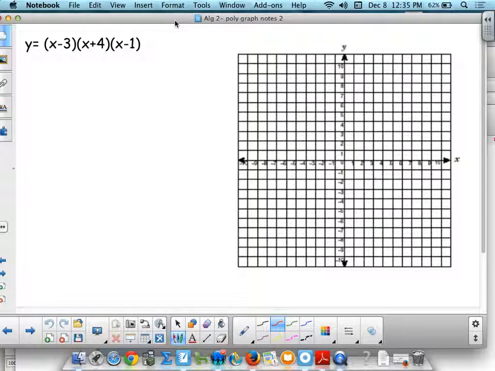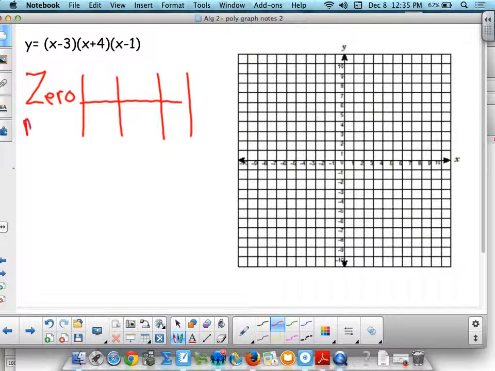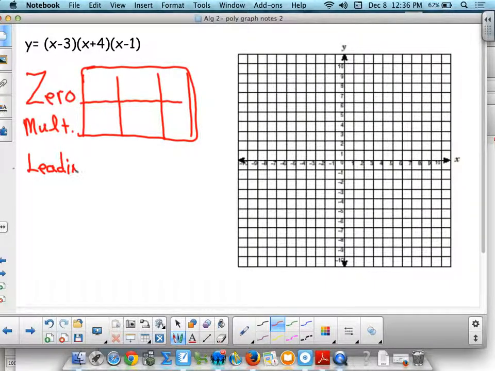Ready? Here's your polynomial function. What's the first thing you probably want to do? Draw a graph. Okay, thank you. But how? Find the zeros. Okay, go. Make a list right now. Once you make that list, you might as well find the multiplicity. Once you get that down, why don't you go graph them?